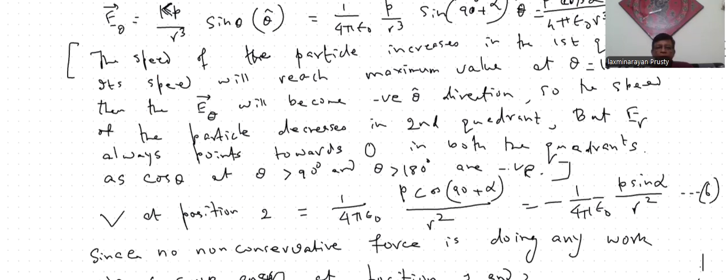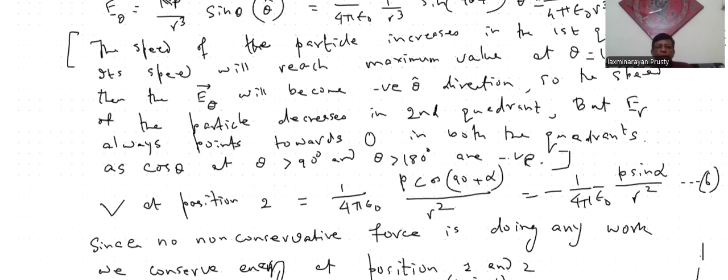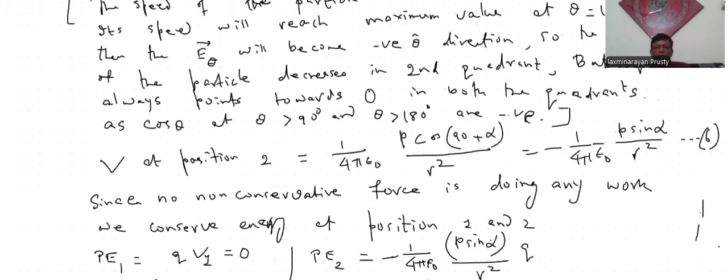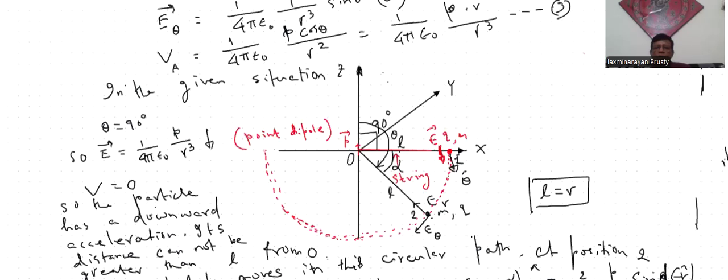Okay. So that's what I have written in this. So V at position 2. Here, this is position 2, this is position 1. I have written here position 1, position 2.